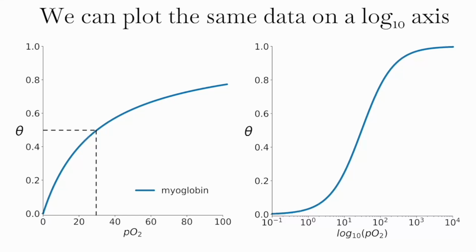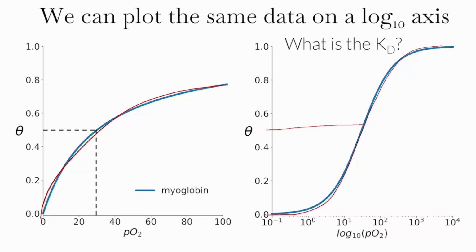But it does change the shape of the curve, right? So it goes from being what looks like a simple saturating curve, a hyperbolic curve, to something that looks more sigmoidal. But that's just because we changed the x-axis. And again, review, well, what's the KD? Well, we can figure that out the same way on this axis. So we go, okay, it's 50%. And then we ask, what does it hit here? And it turns out it's 3 times 10 to the 1, which is 30 torr. So we get the same KD whether we plot this on a log plot or a non-log plot.